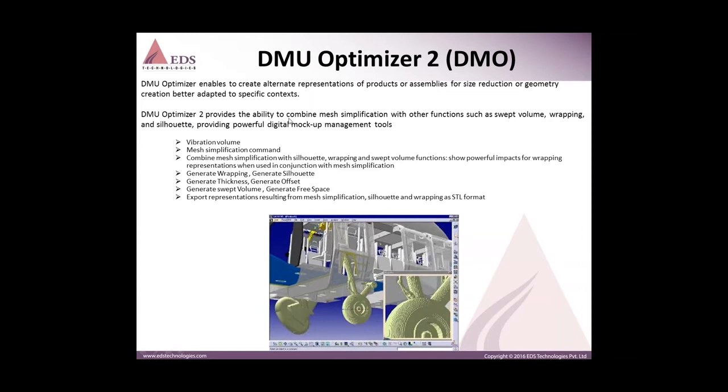DMU Optimizer has the ability to combine mesh simplification with other functions such as swept volume, wrapping, and shield out. Generally, it is used for packaging purposes also, providing powerful digital mockup management tools. Vibration volumes we can create, mesh simplification commands are available, combine mesh simplification with shield out, wrapping, and swept volume functions. They show the powerful impact of the wrapping representation when used in conjunction with mesh simplification.